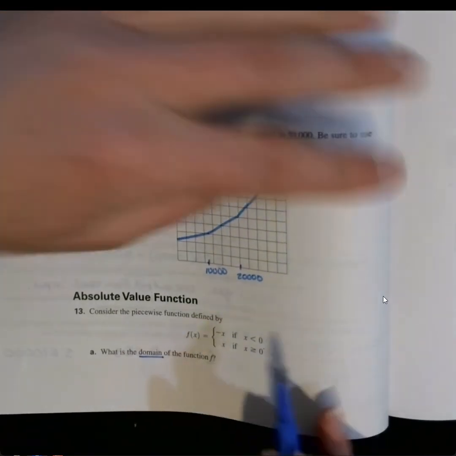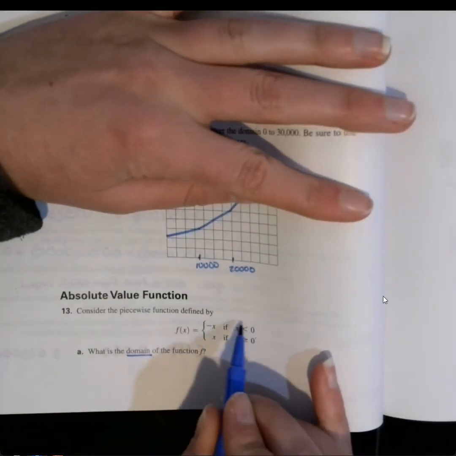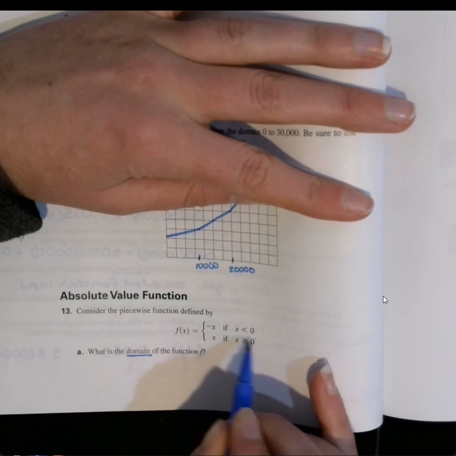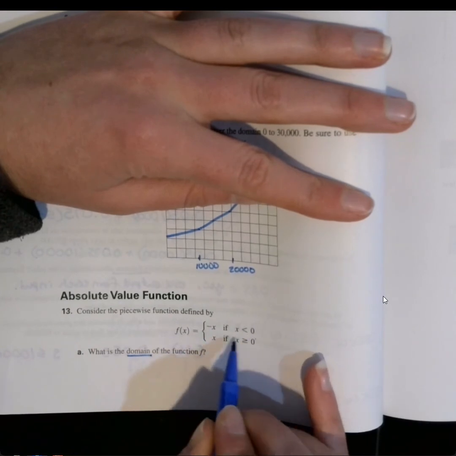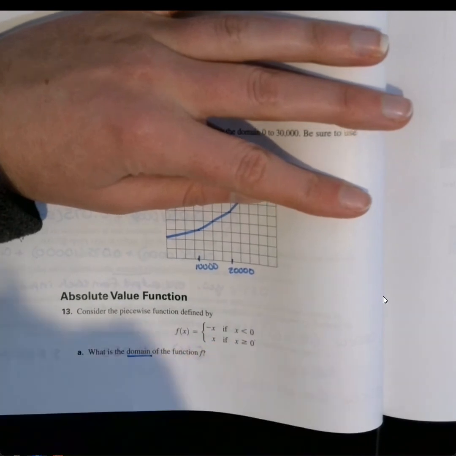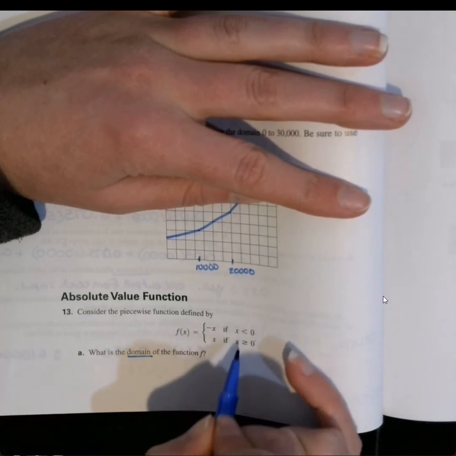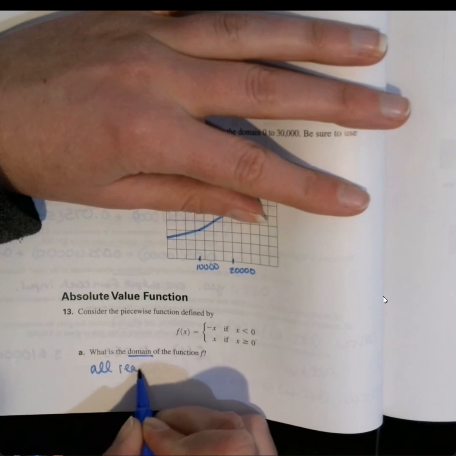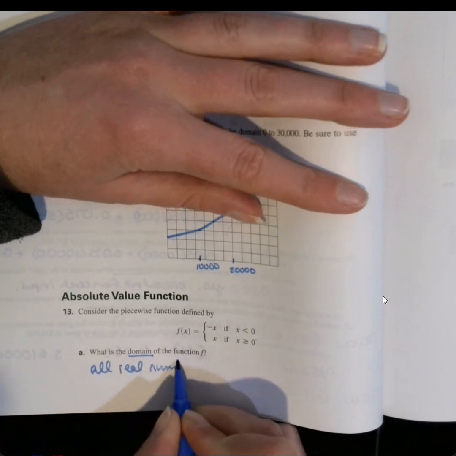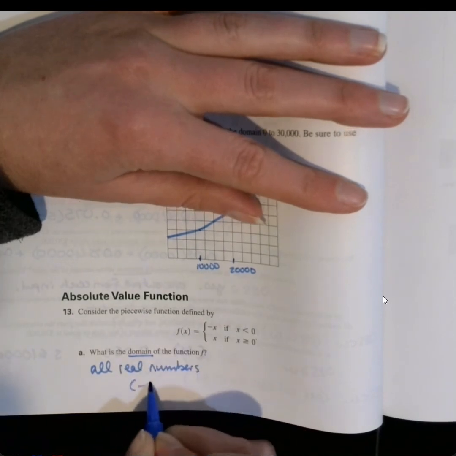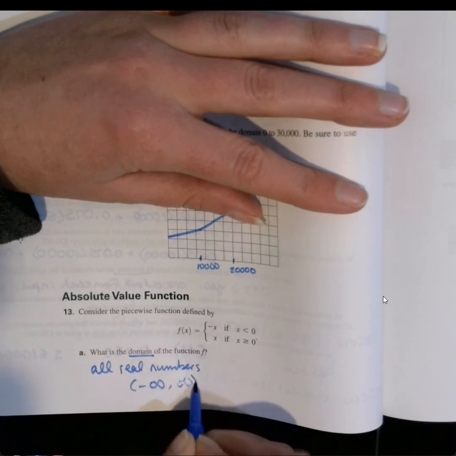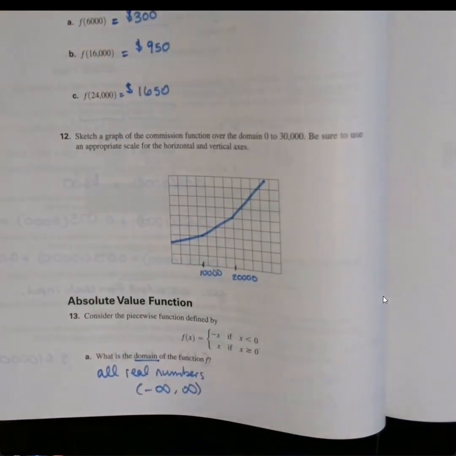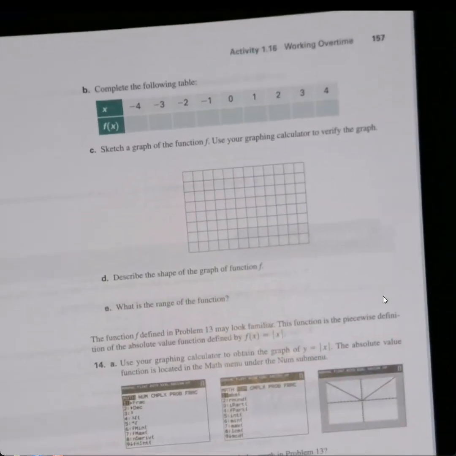All right, so we use this function for anything that is less than 0, and we use this function for anything that's greater than or equal to 0. So everything is going to fit into one or the other of those, so it's all real numbers. Or in interval notation, the interval from negative infinity to infinity. Complete the following table. All right.